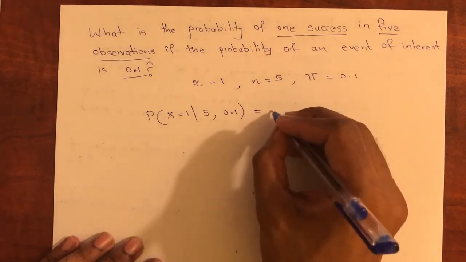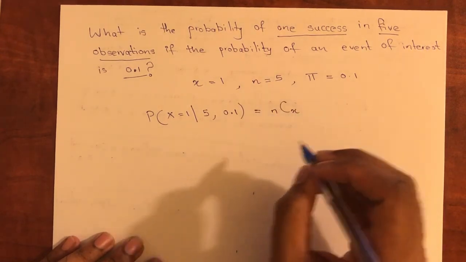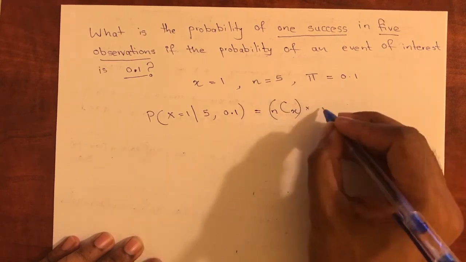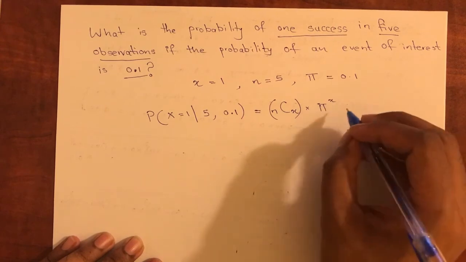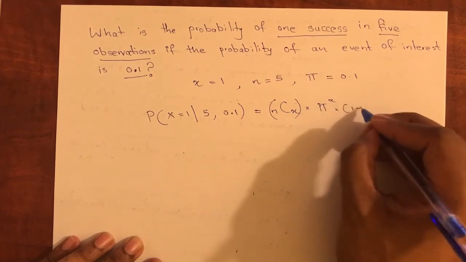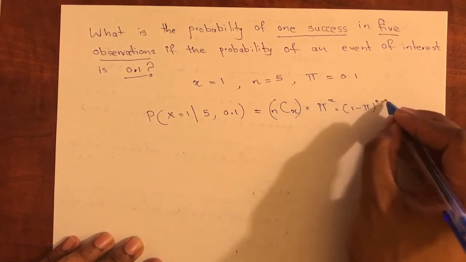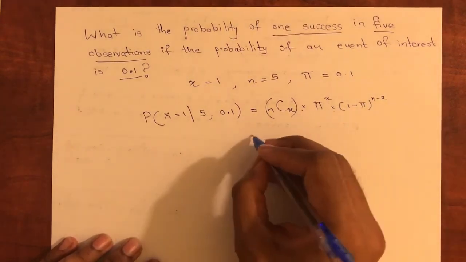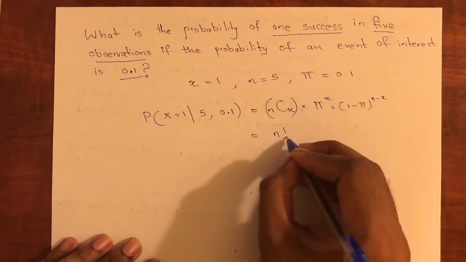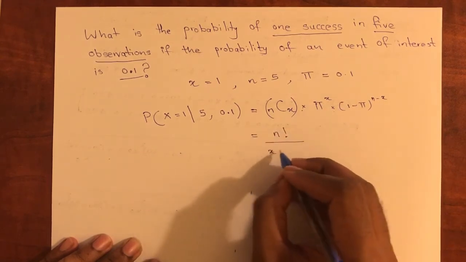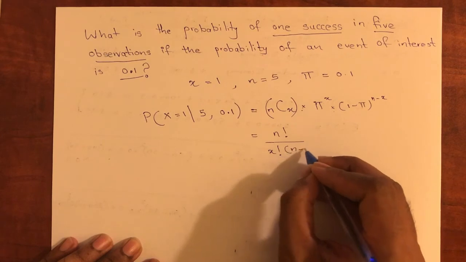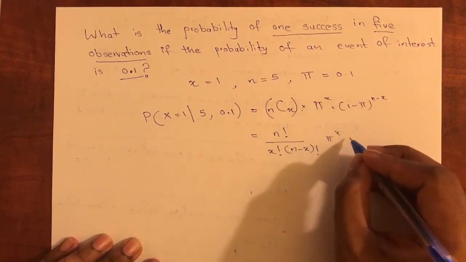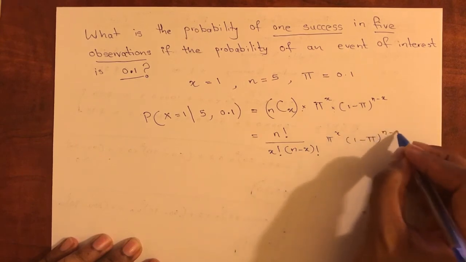This is given by nCx times this multiplied by pi to the power x multiplied by 1 minus pi to the power n minus x. So this is multiplication and this is x, don't mix the two up. So nCx is given by n factorial divided by x factorial times n minus x factorial, times pi to the power x, 1 minus pi to the power n minus x.